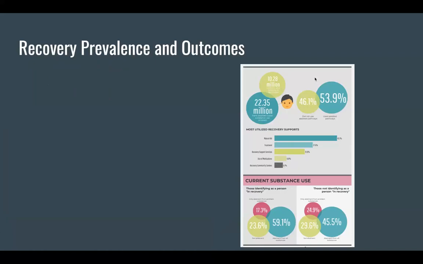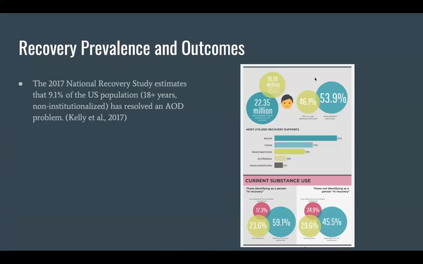So what does recovery look like across the U.S.? Many of you are probably familiar with this, but perhaps not. For a really long time, we used to say in the field, especially in the advocacy space, that there were 23 million Americans living in long-term recovery. That wasn't necessarily the most rigorous of studies that actually came up with that number.